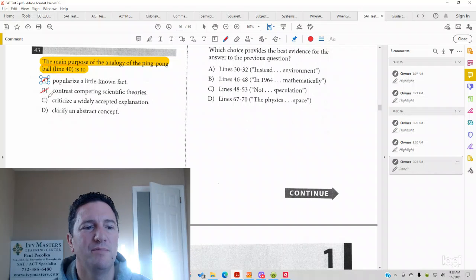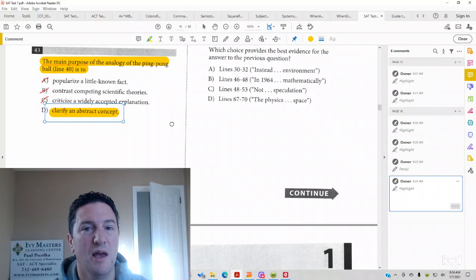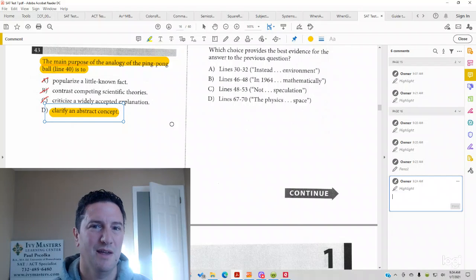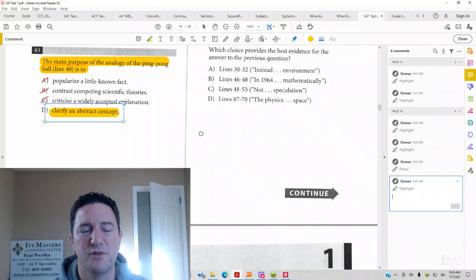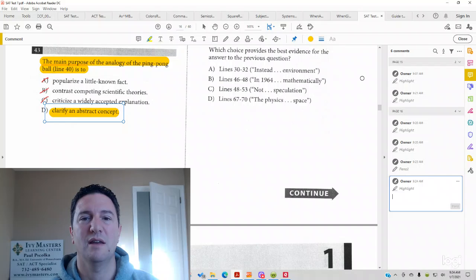Answer choice C, criticize a widely accepted explanation. That would only be right if a widely accepted explanation was presented and this was in opposition, this contradicted that widely held explanation. So the correct answer is D, clarify an abstract concept. So what's the abstract concept? The Higgs field. How could you understand it? Well, let's use the example of the ping pong ball. That will help you to understand it. And abstract means it's not concrete, and that's exactly the purpose that the ping pong ball serves in that context.